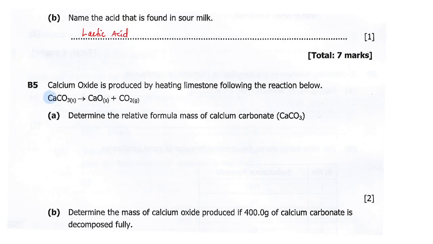Then question B5 says calcium oxide is produced by heating limestone following the reaction below. So you have calcium carbonate, which is limestone. Then that is heated to form calcium oxide plus carbon dioxide. Then here they're saying determine the relative formula mass of calcium carbonate.